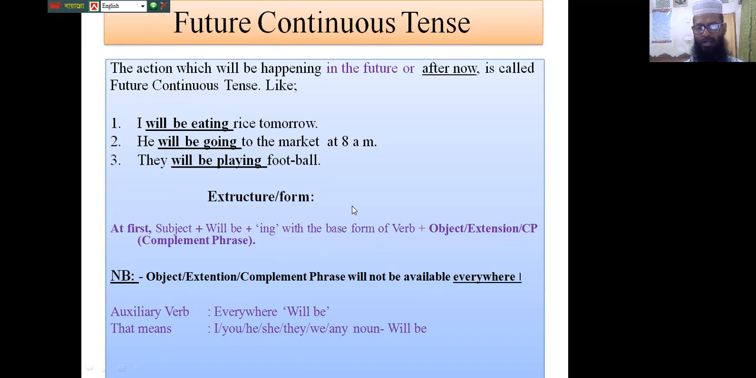Again, you can use I shall be. Okay, I want to proceed. Before going to the next phase, I want to say the definition again. The action which will be happening in the future or after now, that means a long action, the long action which will be happening in the future. Only one action, not two or more actions. Okay.